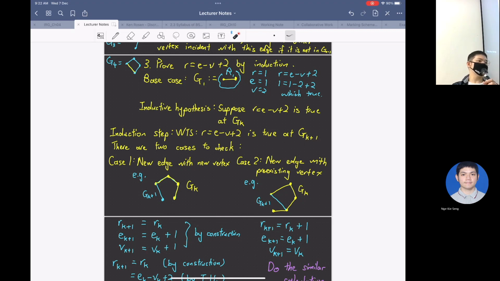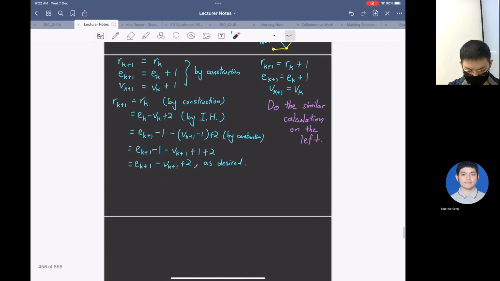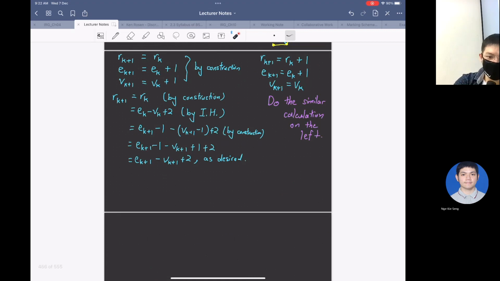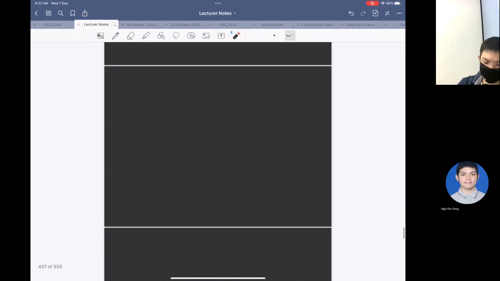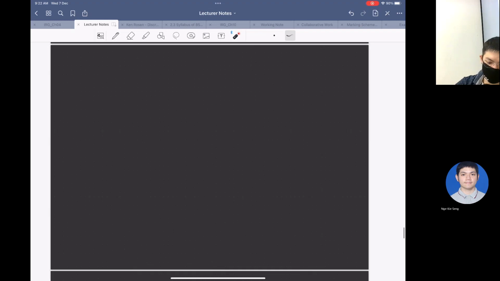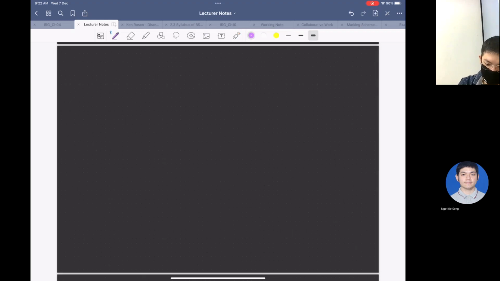Any questions on the proof of the theorem? No. Okay. So from this theorem here, we have three corollaries that help us to identify what graph is non-planar.